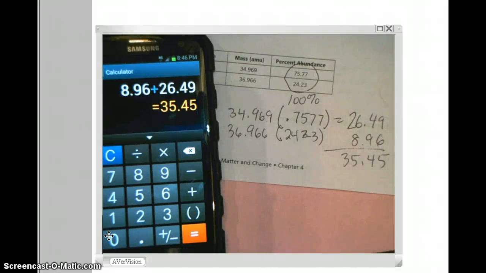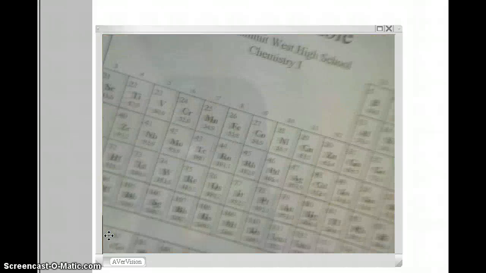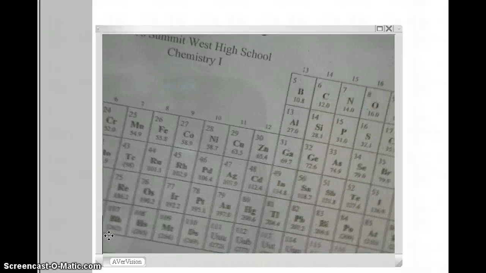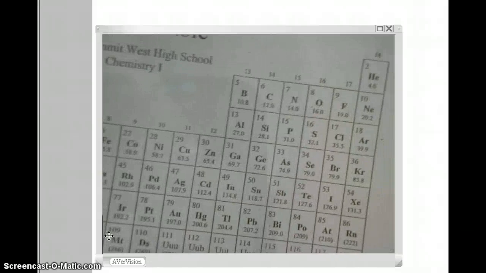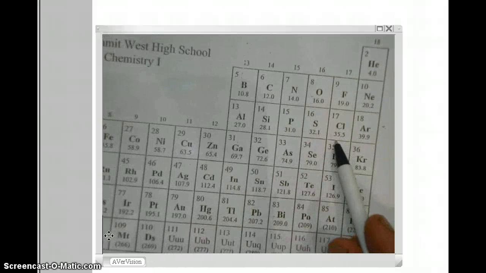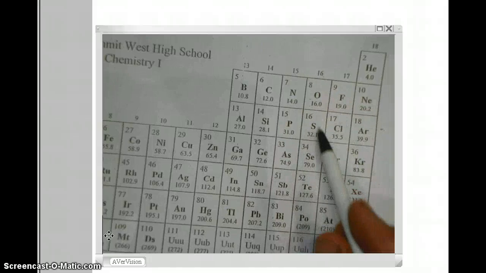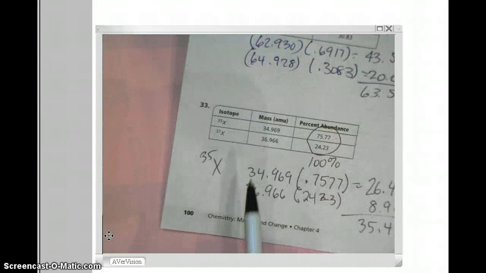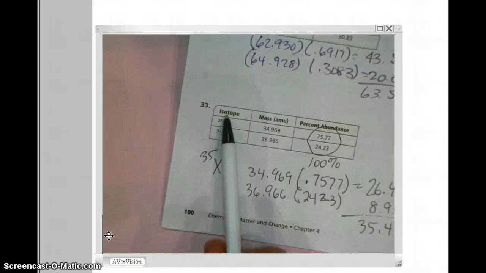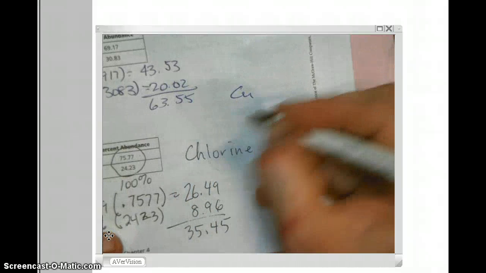Okay? Now, if you look back on the periodic table, what element has a mass of 35.45? 10, 12, 14, 16, 19. Uh-oh, look here. 35.45. So our unknown element, which has isotopes of 35 and 37, is chlorine. That is our unknown isotope.